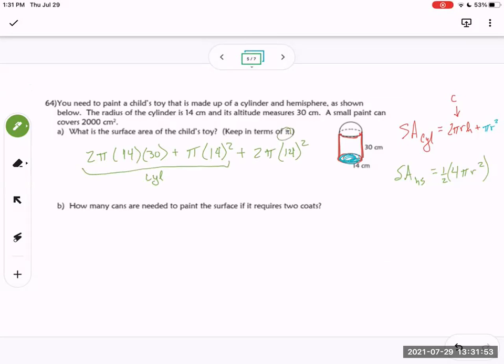They actually wanted you to keep it in terms of pi. You can see the answer on the answer key there. Now B says how many cans are needed to paint the surface if it requires 2 coats. Well, you would notice that the small paint can covers 2000 centimeters squared. So whatever this answer is right here, you would divide that by 2000.